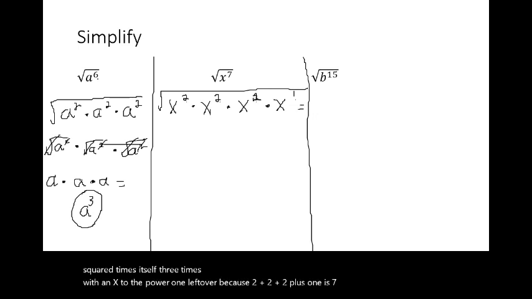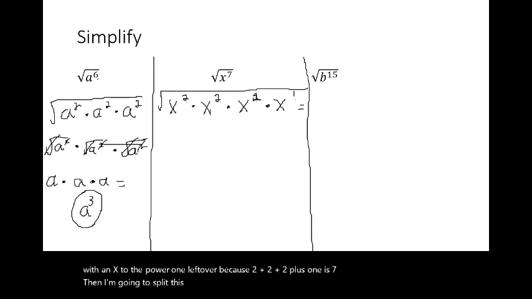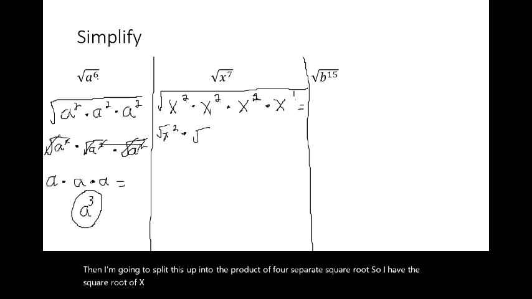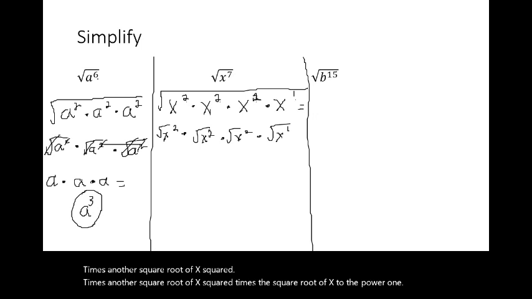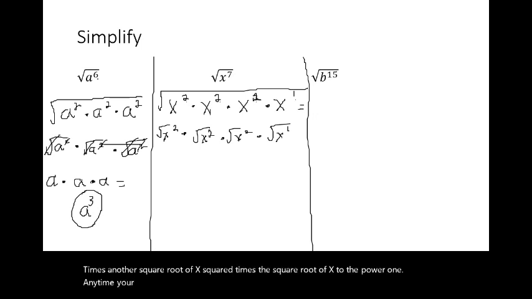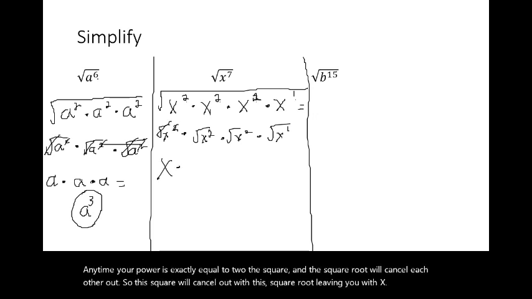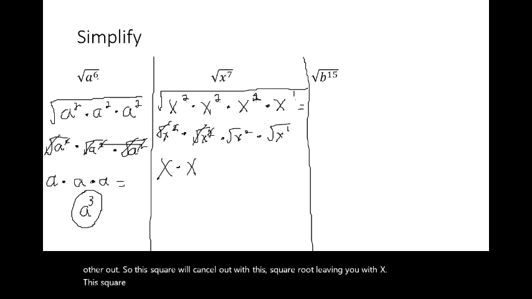Then I'm going to split this up into the product of 4 separate square roots. So I have the square root of x squared times another square root of x squared times another square root of x squared times the square root of x to the power 1. Anytime your power is exactly equal to 2, the square and the square root will cancel each other out. So this square will cancel out with this square root, leaving you with x. This square will cancel with that square root, leaving you with x. Square and square root cancel each other out, leaving you with x.